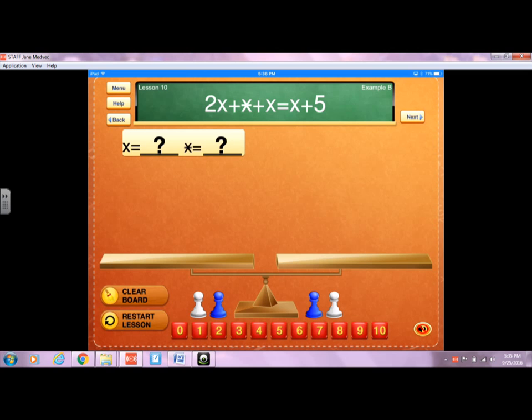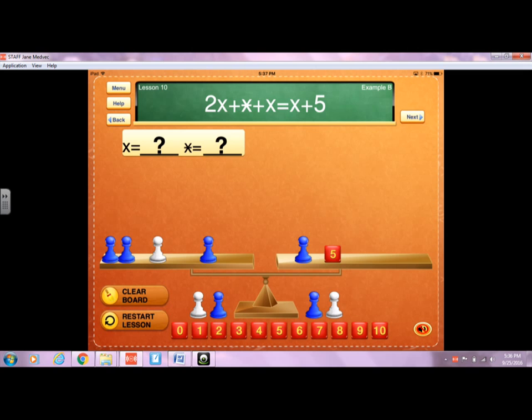So what we're going to do is go ahead and set up our balance. We're going to go 2x plus star plus x equals x plus 5. Now yesterday, or the last time we met, we learned that if x was 4, star would be -4. Or if star was 2, x would be -2. So they're opposites.